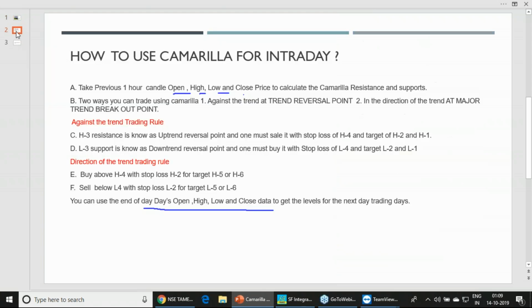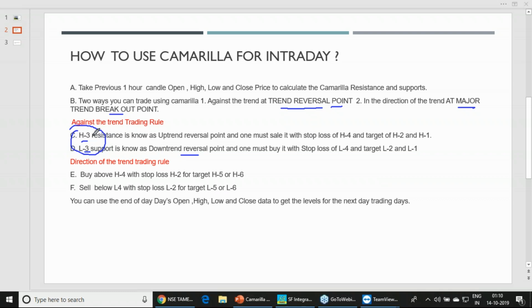Now moving to the trade terminologies. We have two different places to enter the trade as per the Camarilla. One is the trend reversal points, second is a major trend breakout point. As per the Camarilla equation, H3, or the third resistance, is known as a trend reversal for your uptrend, and L3, the third support, is known as your trend reversal point for the downtrend.